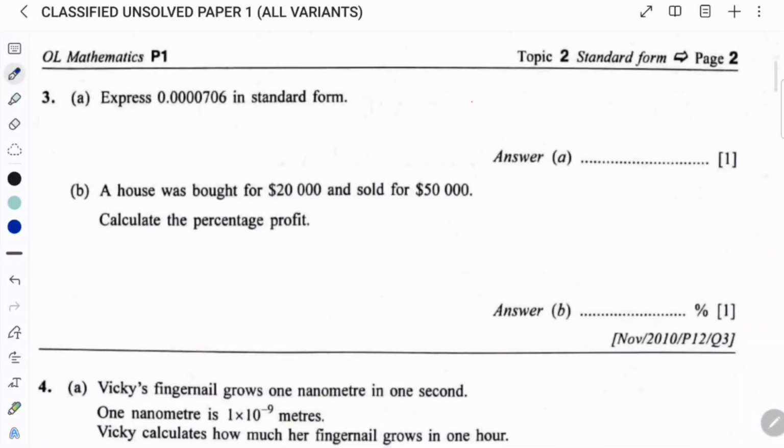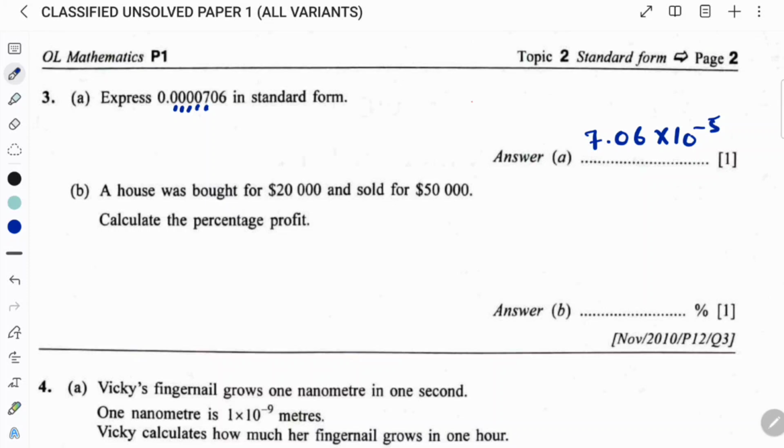Question number 3. Express, obviously it's a negative power, 0 point. So it is 7 is at which place? 1, 2, 3, 4, 5th place. So that is 7.06 into 10 to the power minus 5.